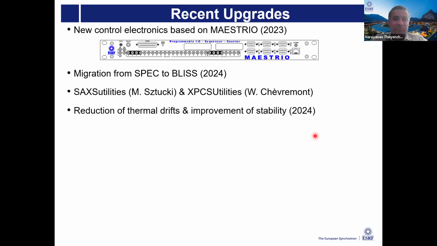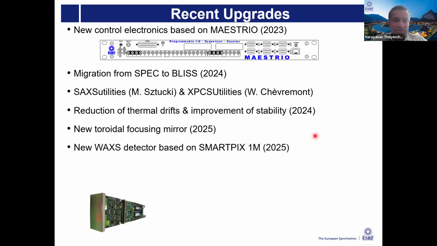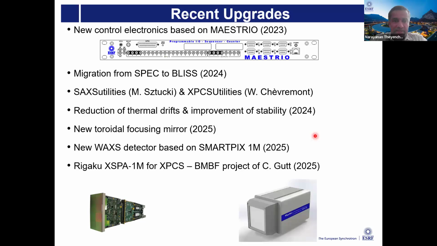And now, with the EBS, the beamline is very stable, but we want to improve the stability of the background, which is affected by thermal drifts. So we are replacing most of the supports with granite structures so that thermal drifts will be minimized. Until now, we are still continuing with the focusing mirror from before the EBS upgrade, so now we will have a new focusing mirror, which is more adapted to the EBS properties. We will also replace the WAXS detector with an ESRF-developed SmartPix 1M detector, which is based on Medipix3. We will also have a fast detector for XPCS, the Rigaku XSPA. This is funded from the BF project of Christian Gutt, which is shared with ID10. We hope to have these developments in place by next year.